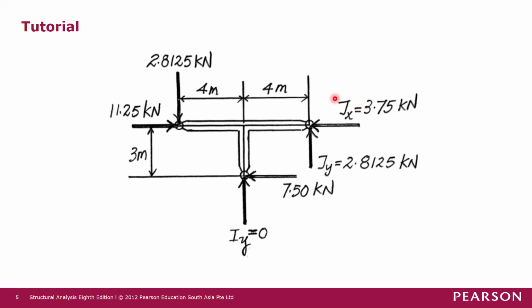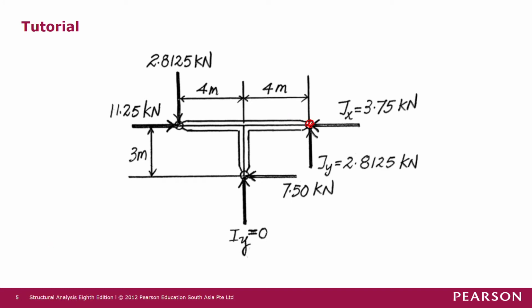So now we sum total forces in the horizontal direction. So we have 11.25 minus 3. We don't know this force yet, so minus Jx, and then minus 7.5 equals to 0. So Jx from the solution is 3.75 kilonewton, positive. Positive meaning that the assumed direction is correct. And then next, we want to sum moment about joint J.